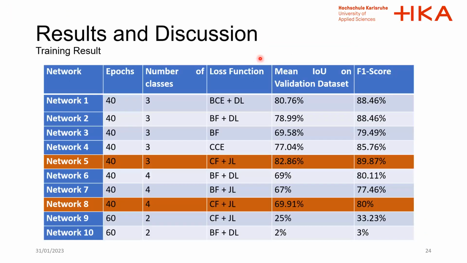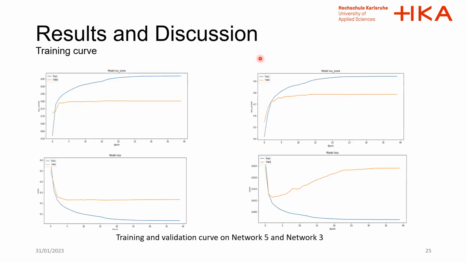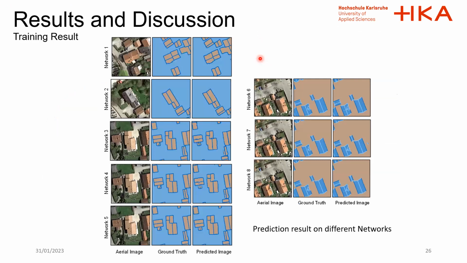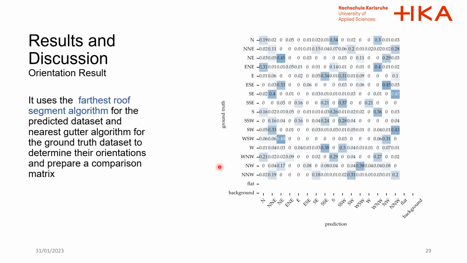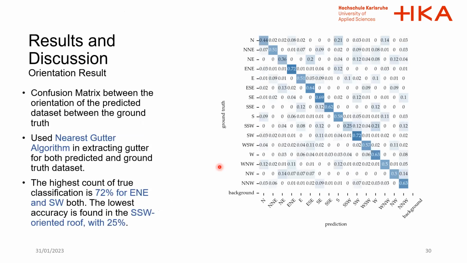So we have this result and discussion for network 8. We have the maximum high result. These are the results we can see here. This is the output, which is clearly nice. What I'm trying to show you is that the confusion matrix also shows a good result. Our confusion matrix using the nearest cut algorithm shows a very good result.